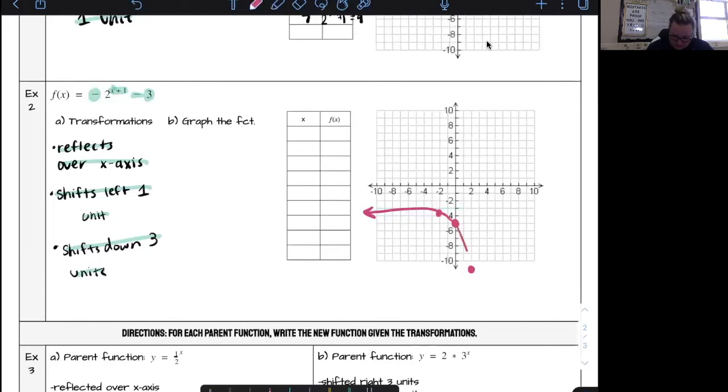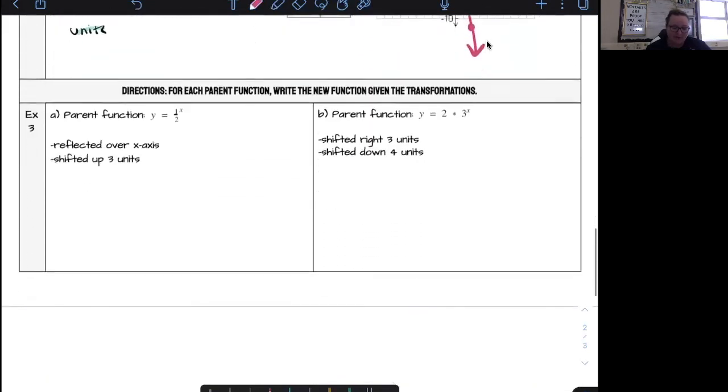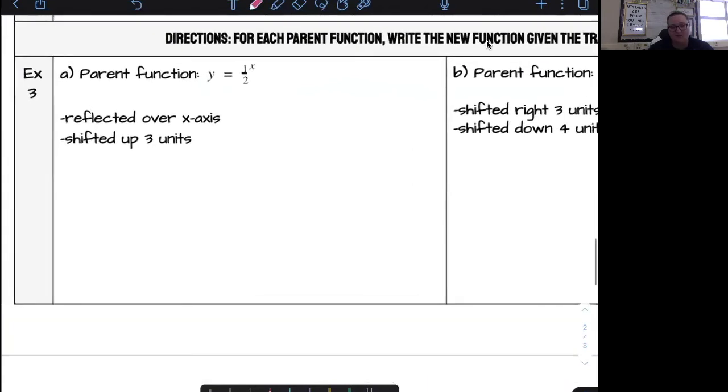Let's keep going here. So now in example 3, we're going to take this parent function, y equals 1/2 to the x, and we're going to rewrite it given the following transformations. So it needs to be reflected over the x-axis and shifted up 3 units. So in order to reflect it over the x-axis, I multiply by a negative. So negative 1/2 to the x would reflect over the x-axis. Then to shift it up 3, I add 3 to the entire function.